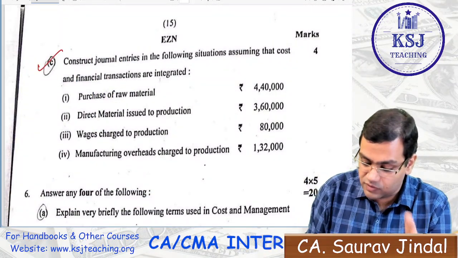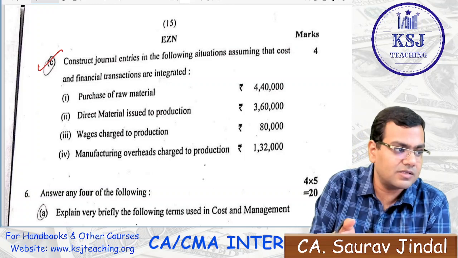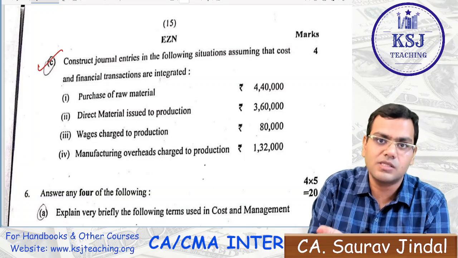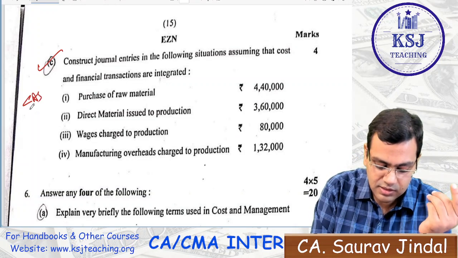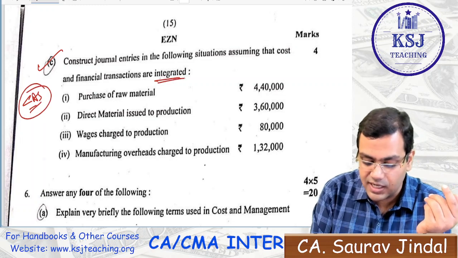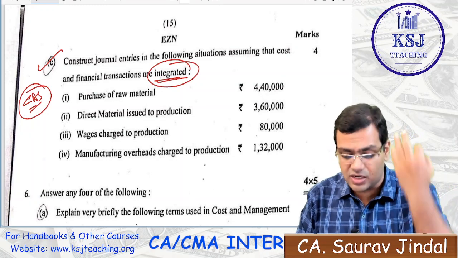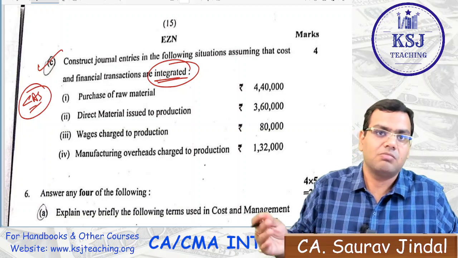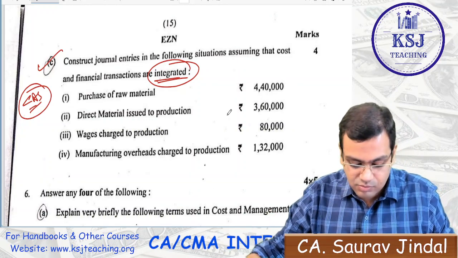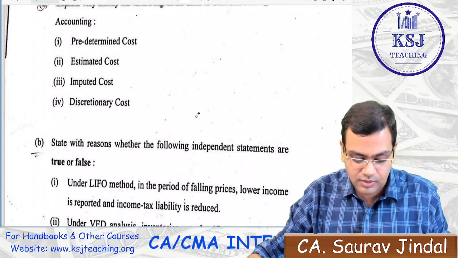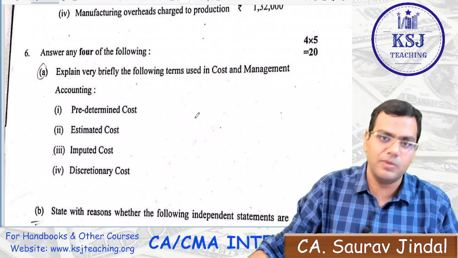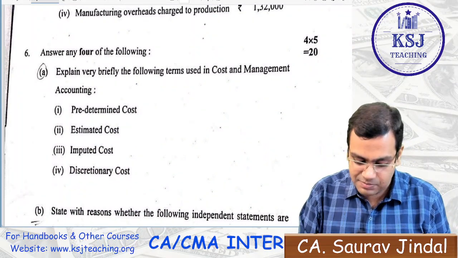Integrated accounting, sir, for 4 marks, you are getting this. This is bonus. Cost accounting systems. Sir, this is bonus. Integrated accounting, and that too just the journal entries. What more can you ask from God today? Even if you had asked for something more, you would have got it in today's paper. Such an easy paper.